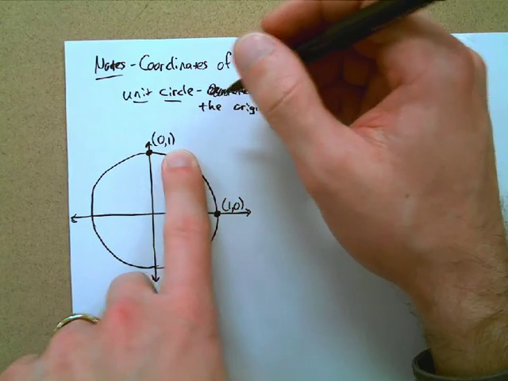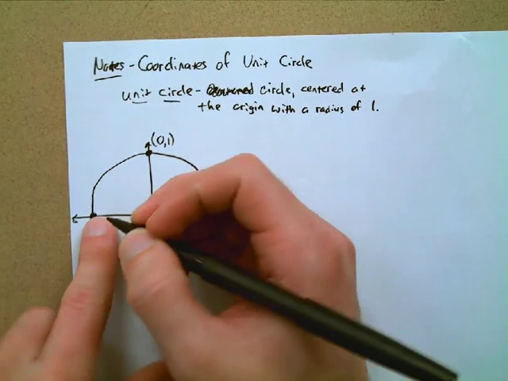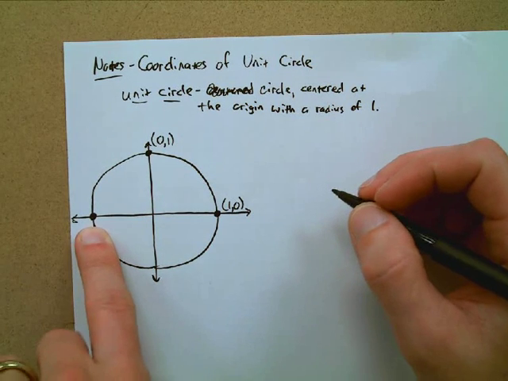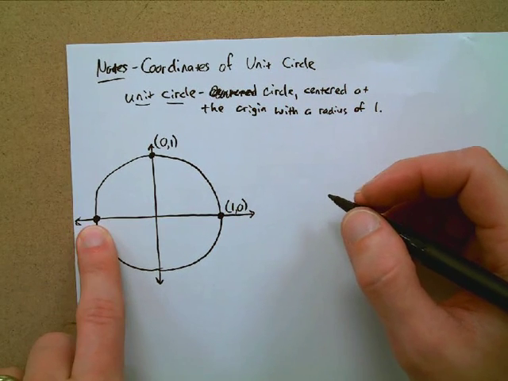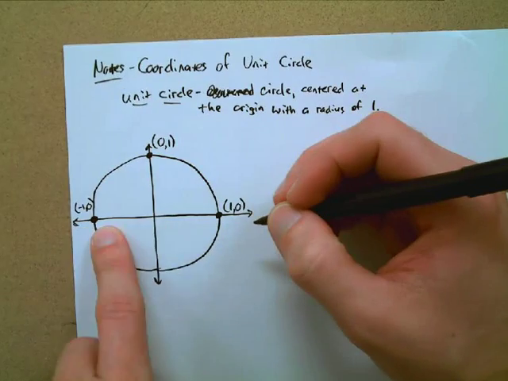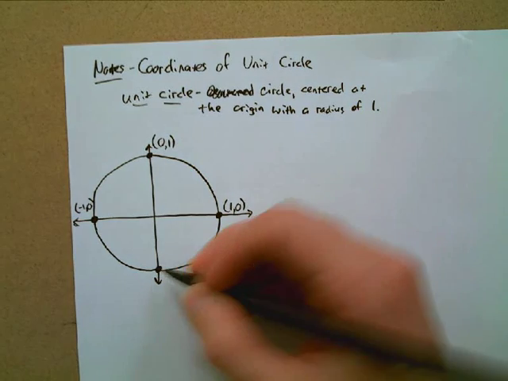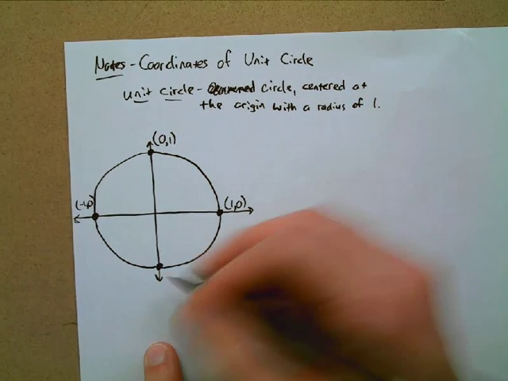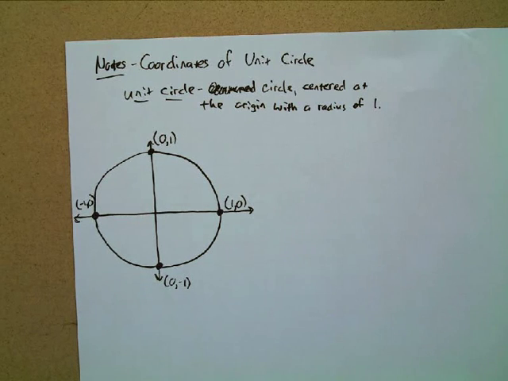Okay, how about this point right here, where it's 180 degrees or pi? What would this coordinate be here? Negative 1, 0. Right, we're left 1 on the x-axis. And how about this last point down here? That'd be 0, negative 1. Again, that's at the 270 degrees or the 3 pi over 2. All right, so we already have an idea about some of the coordinates there.